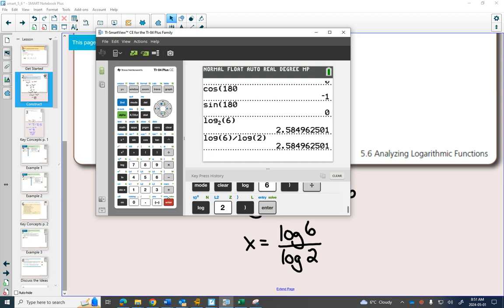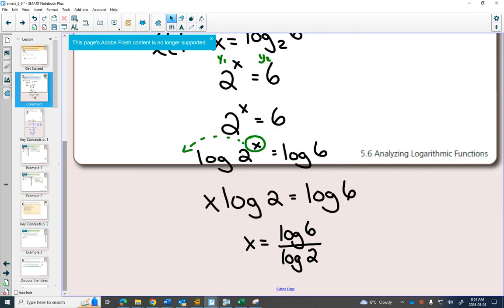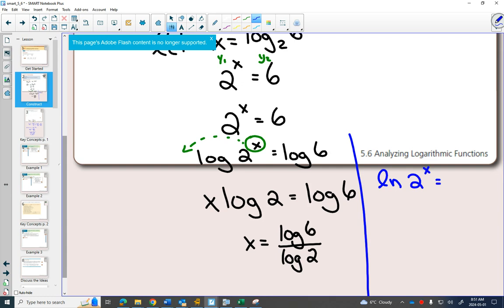What other log button do we have on our calculator? Natural log. So let's say we did the exact same thing, but instead of taking the log of both sides, I took the natural log of both sides. That's allowed because what you do to one side, you do to the other. And just because it's a natural log doesn't change any rules.